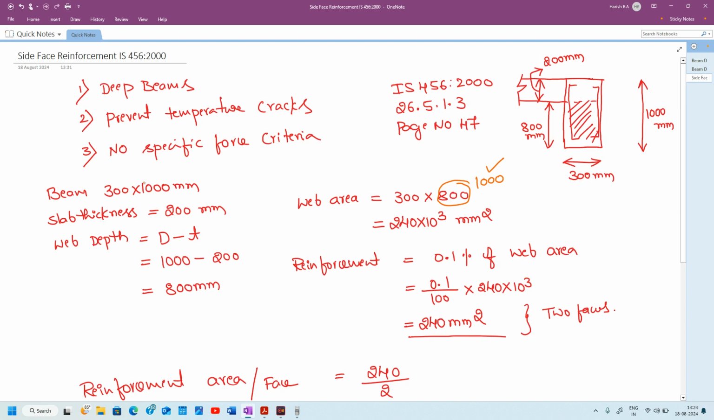So it is very important to follow the IS codes in case of side reinforcements. For side reinforcement, you can refer to this clause, clause number 26.5.1.3. It is on page number 47.